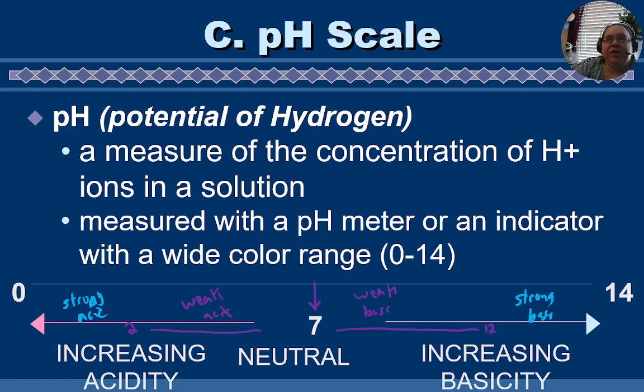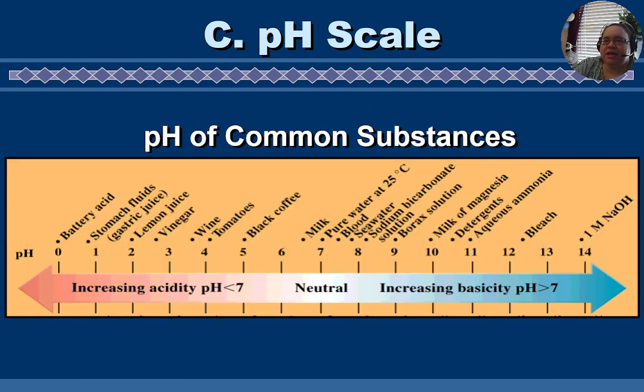So we, of course, will do our lab where we're going to determine household substances, what their pH is, if they're an acid or if they're a base. But here are some common things and their relative pH. It is important to note that pure water at 25 degrees Celsius, which is basically room temperature, has a pH of 7. It is one of the substances that is typically neutral.